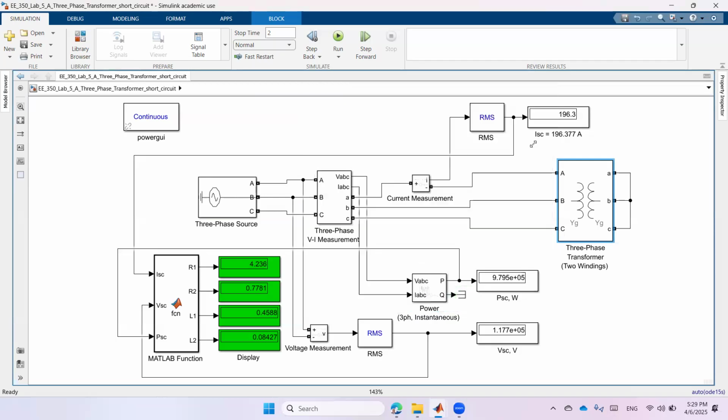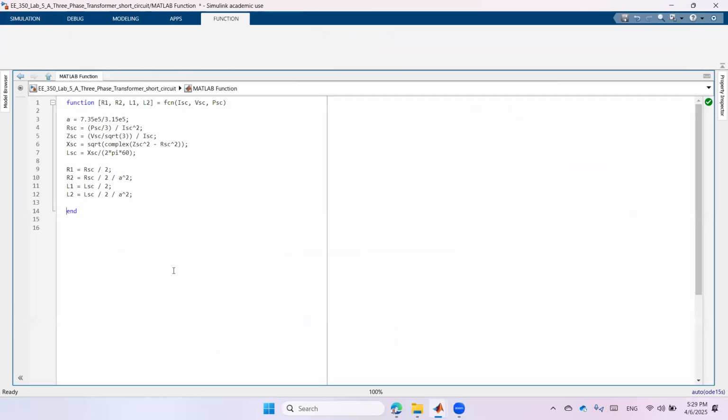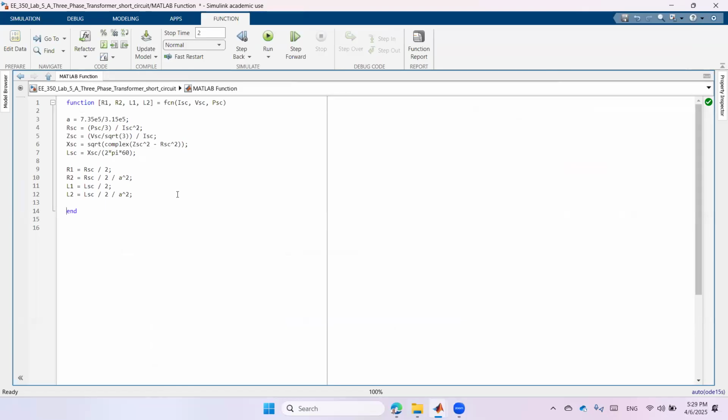So here we have the three values: I short circuit, V short circuit, and P short circuit. You take them and calculate the four parameters: R1, R2, L1, L2. You can do it manually, or you can do it using MATLAB. So you need to insert a MATLAB function, and in this function you create your code.